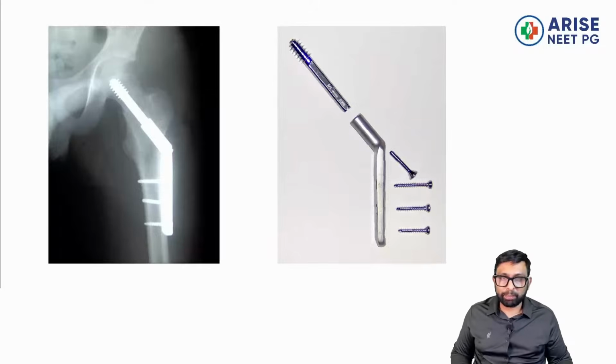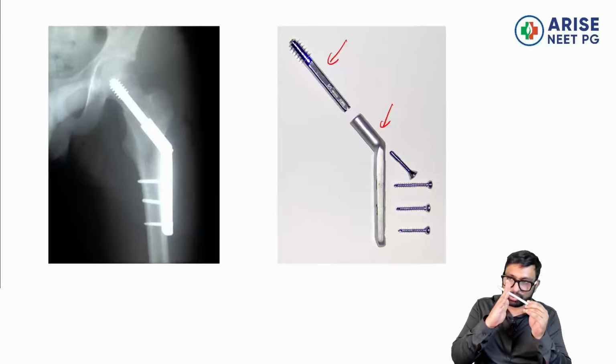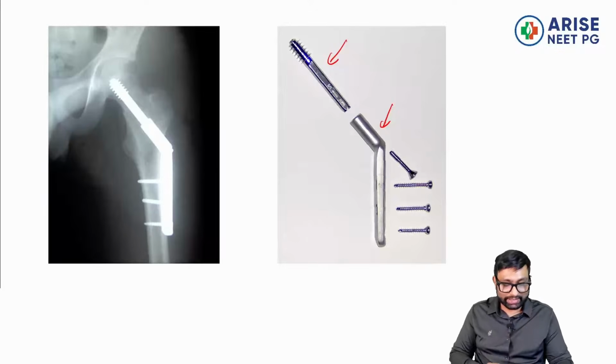Then you have an implant where there is a screw and there is a side plate. So you put the plate and you put a screw, and the screw slightly slides under the plate, and because there is movement, it is called as dynamic hip screw. Again, this is also used in proximal femur fractures.